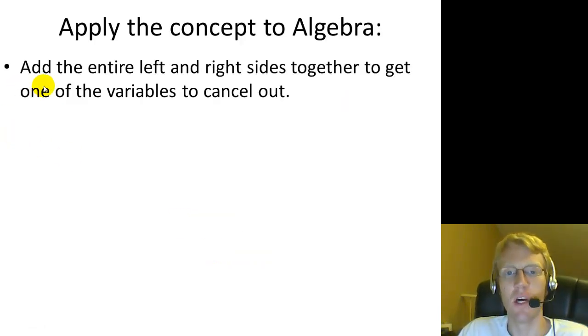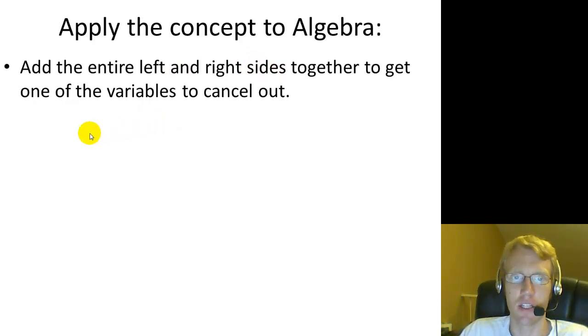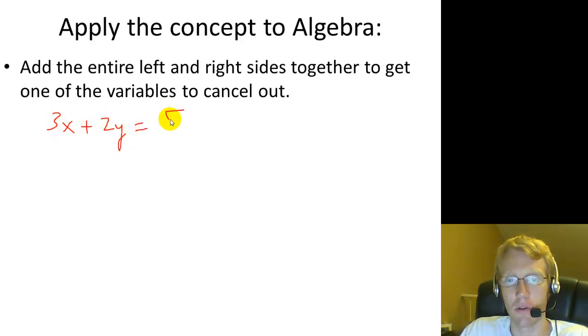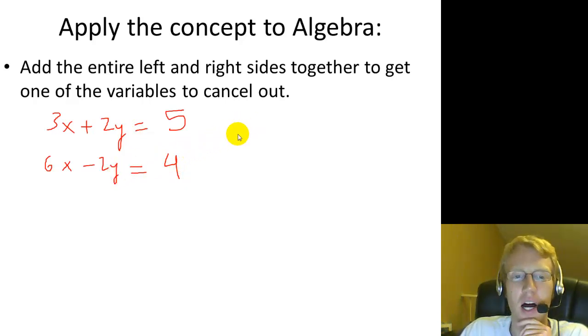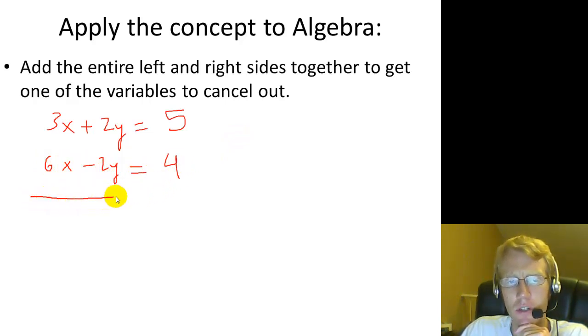We're going to get two equations, and we're going to add the entire left side and the entire right side together so that one of the variables will cancel out. This is what it's going to look like. Say we have an equation 3x plus 2y equals 5, and another equation, 6x minus 2y equals 4. So we have a system of two equations like this. Now, I know that 6x minus 2y is exactly equal to 4. So here's what I'm going to do.